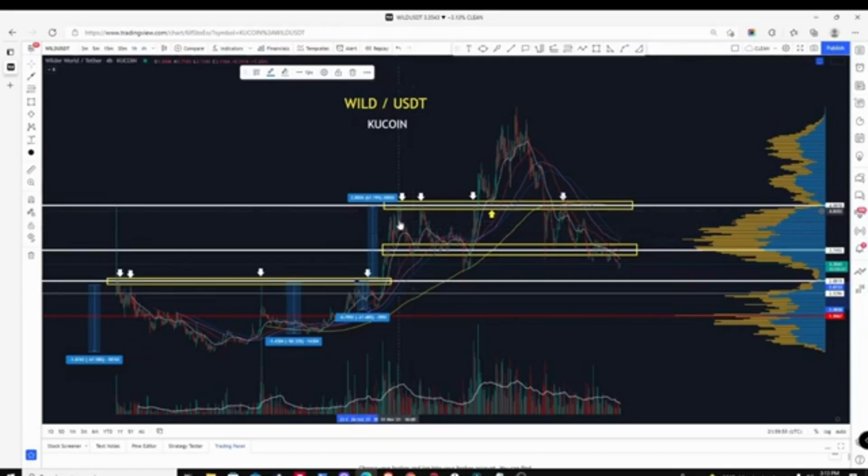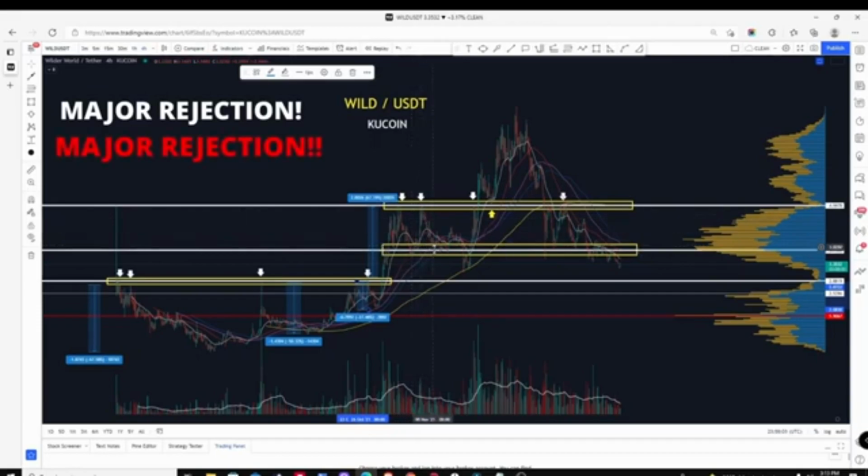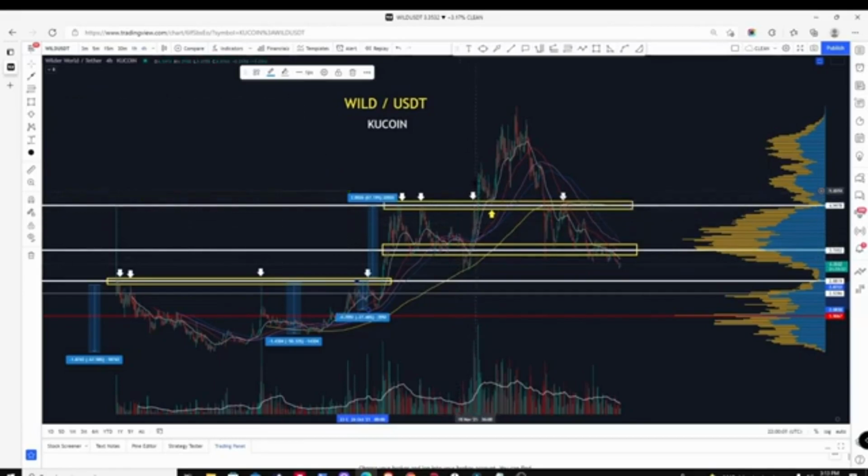Hits that area, it gets rejected harshly. Comes back down, finds support here. Same area, rejected harshly. Found some temporary support, lost it, regained it, hit that area, rejected. Then it was able to break that area, retest, and it completely reversed the trend. This is what you're trying to look for.